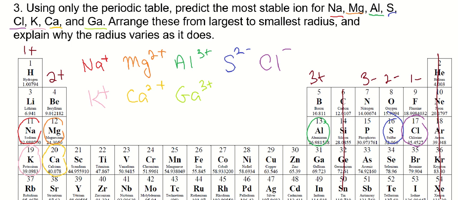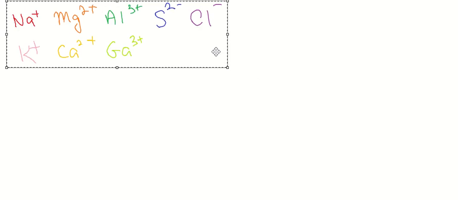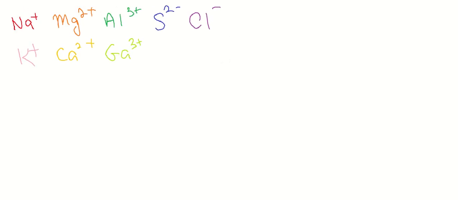Again, it's to get that full valence energy level full of electrons to achieve the octet rule. Now I'm going to copy this over here to get a little bit more space. Now we're going to arrange these from largest to smallest, and the anions are going to be the largest ones.